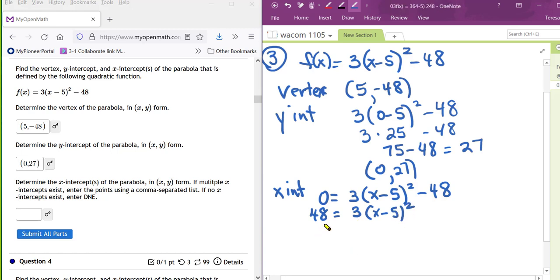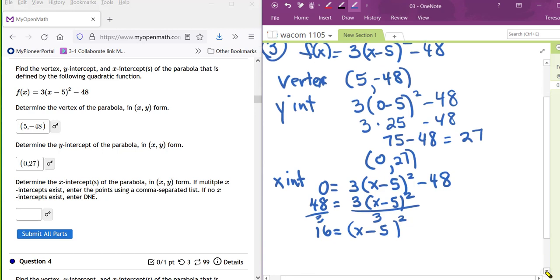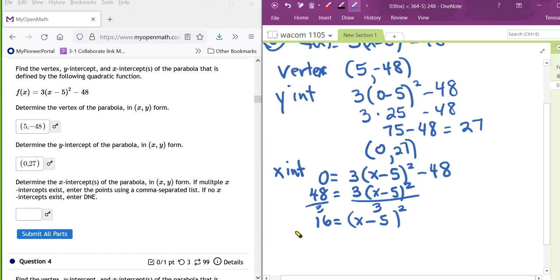Divide out the 3. So 3 into 48, I believe, goes 16 times. I better write it. And then I'm going to take the square root of both sides. Remember, when you do it here, you get plus and minus. And 16 is a perfect square, so we're getting plus and minus 4. When you take the square root here, it will cancel out your exponent. So you just have to add your 5 to both sides.